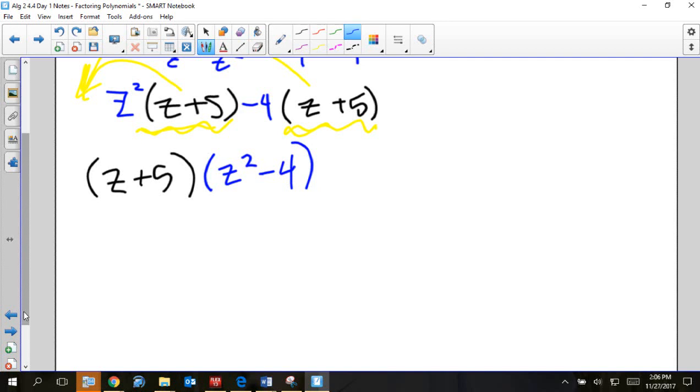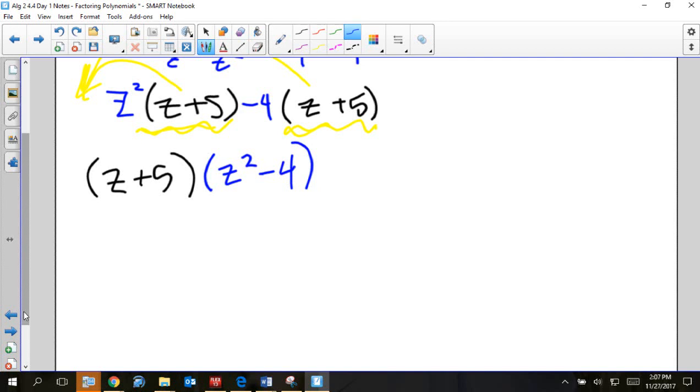How do you factor 2 terms? On our first page, how do you factor 2 terms? Difference of squares or sum and difference of cubes. Have I taught you cubes? Okay, so it's not that yet. Might be soon, but it's not yet.